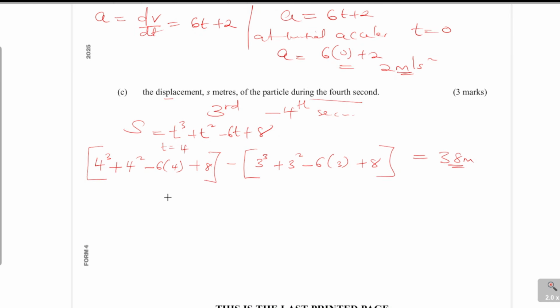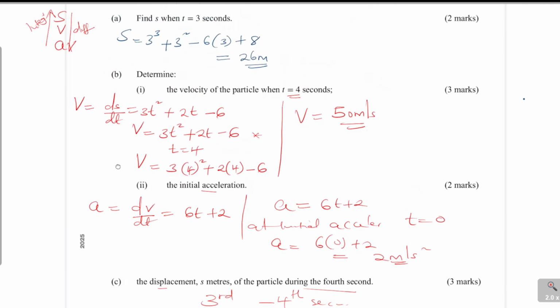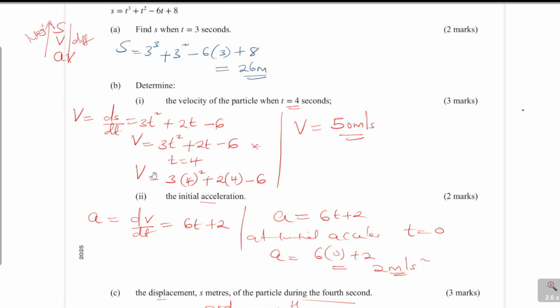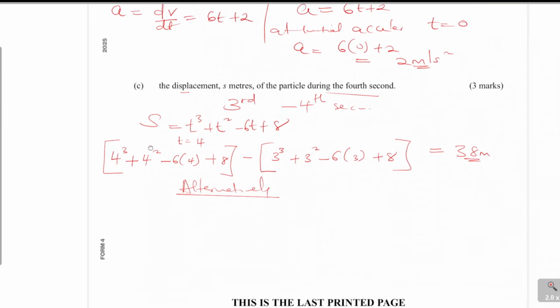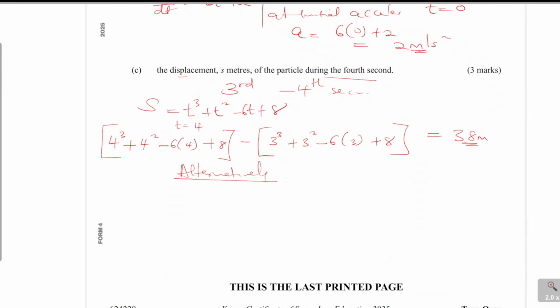Alternatively, there's another method you can use. To get velocity, we integrate acceleration. You integrate acceleration to get velocity. You integrate velocity, get displacement. Since we want displacement, we are going to integrate velocity, with the limits during the 4th second, from the 3rd second to the 4th second.